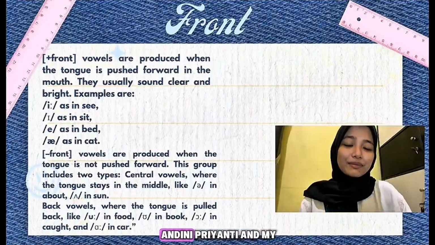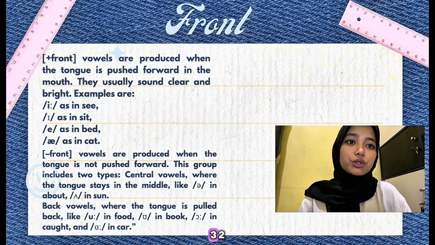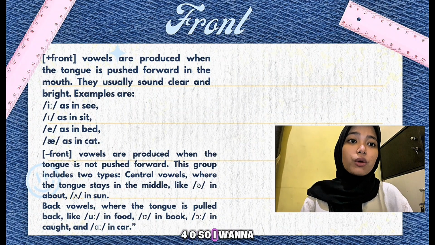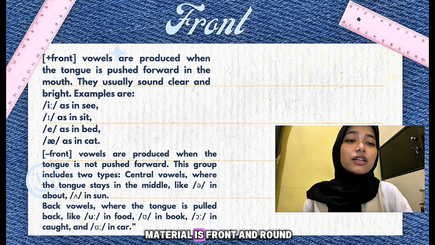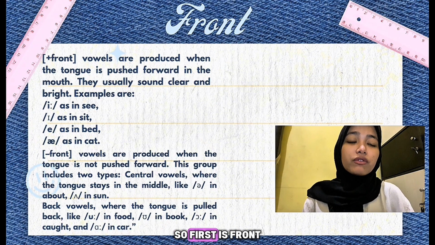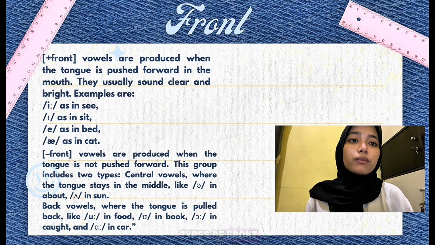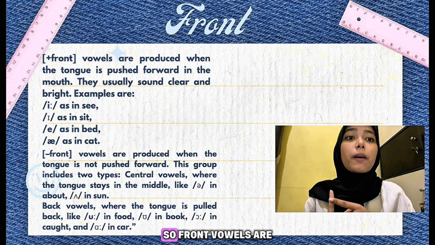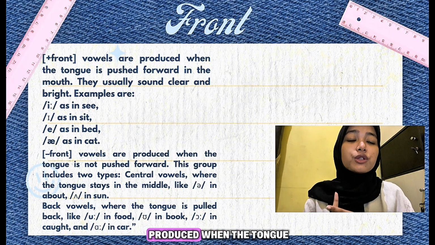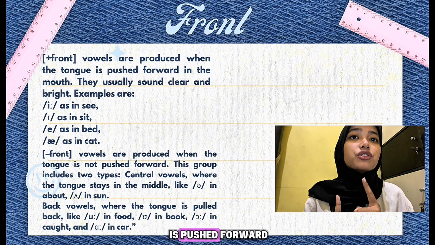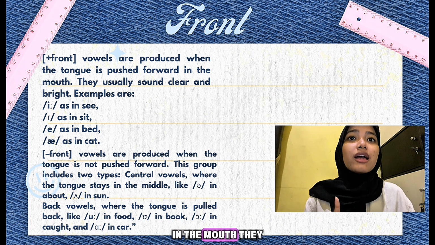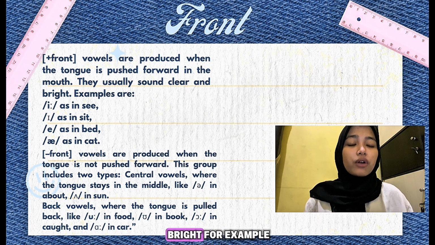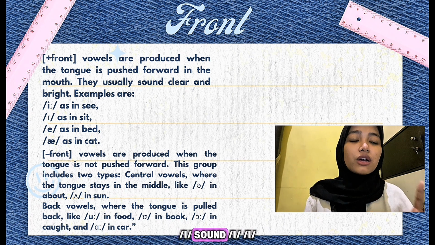My name is Siska Andini Priyanti and my student number is 123241140. I want to explain the next material, front and round. First is front, and we have two types: plus front and minus front. Plus front vowels are produced when the tongue is pushed forward in the mouth. They usually sound clear and bright. For example, the E sound as in see.